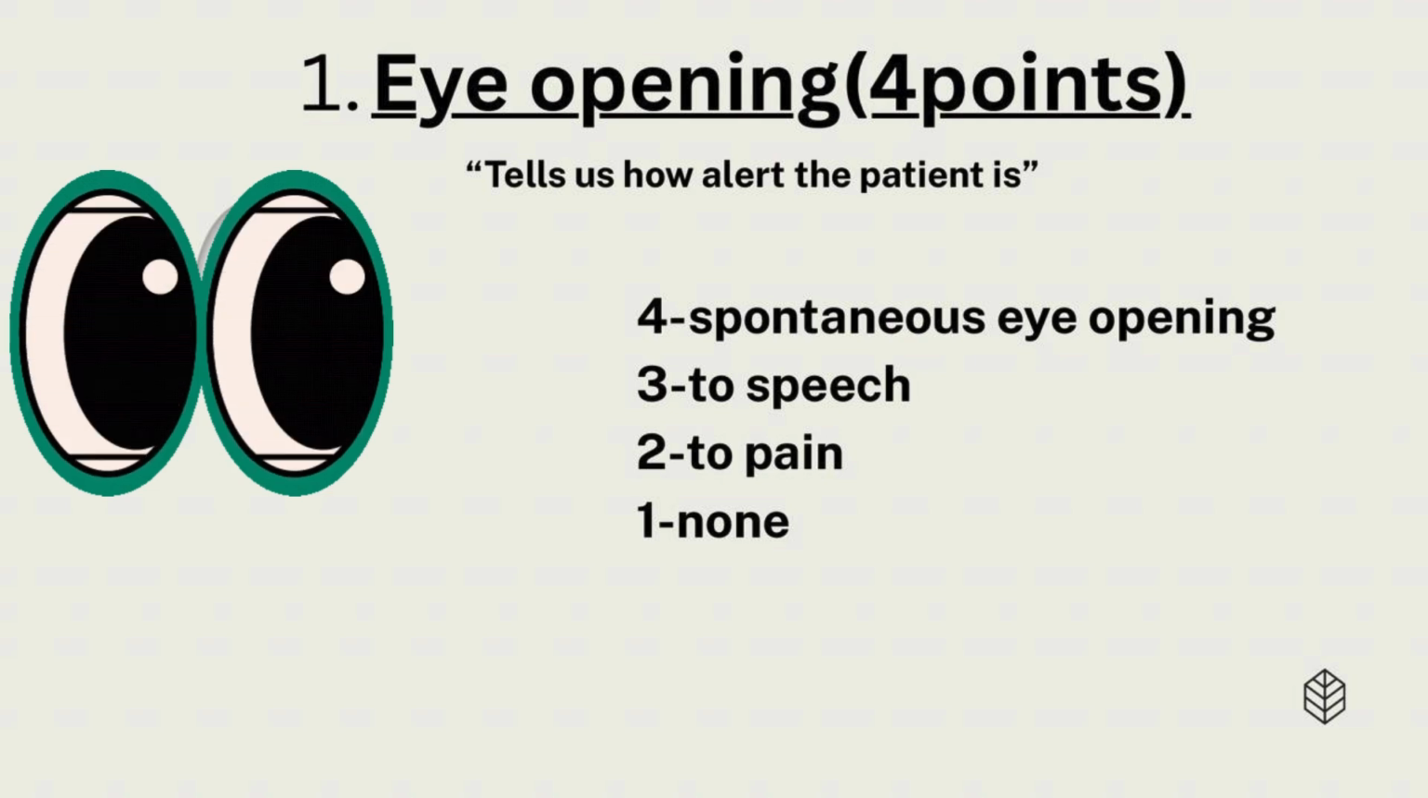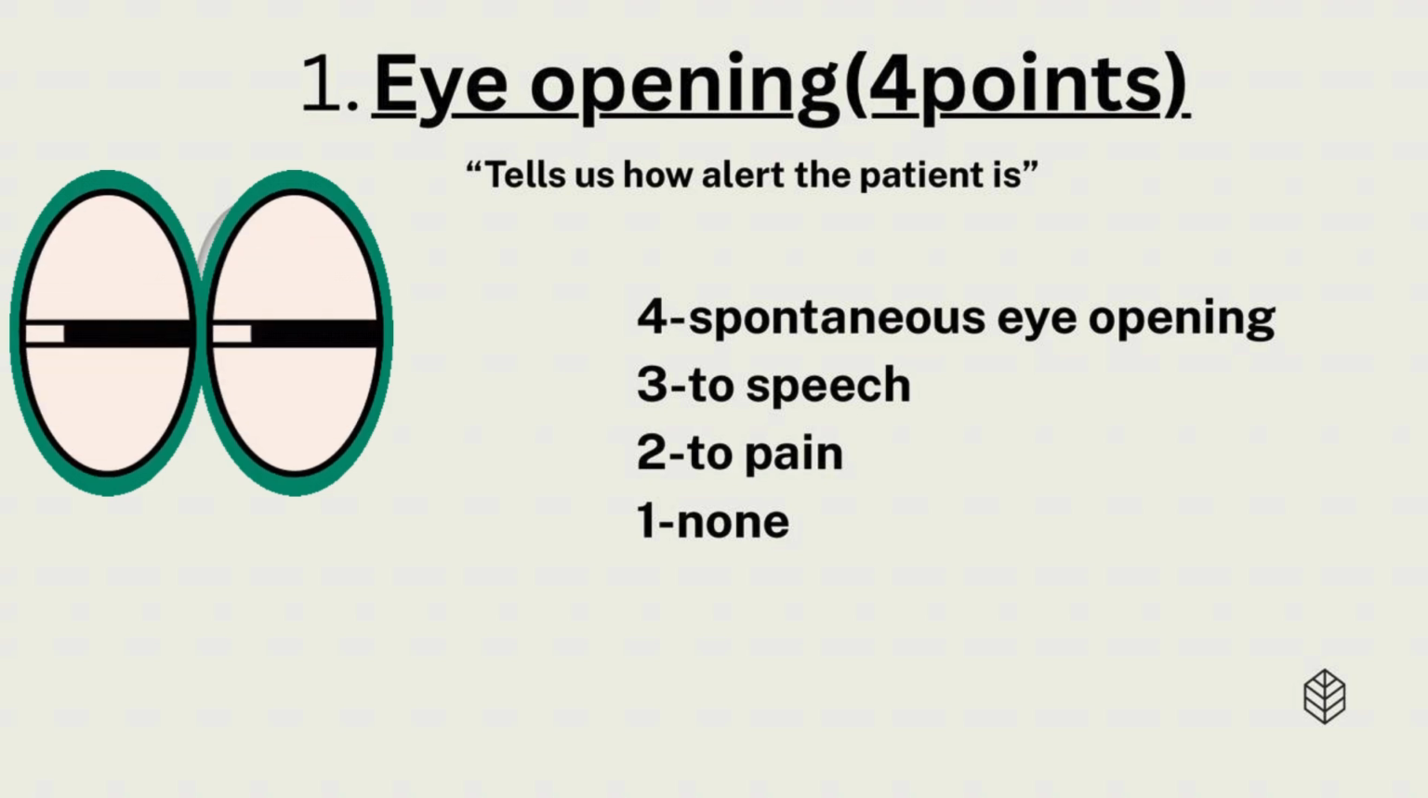Score 3 is given when the patient opens his eye when you call them. Score 2 is given when the patient opens his eye only to pain. And score 1 is given when the patient has no eye opening.